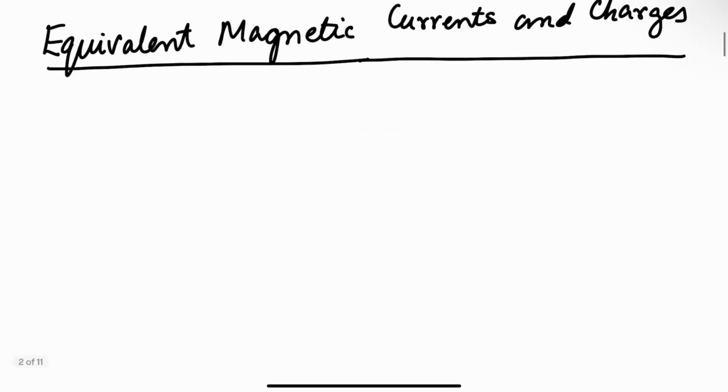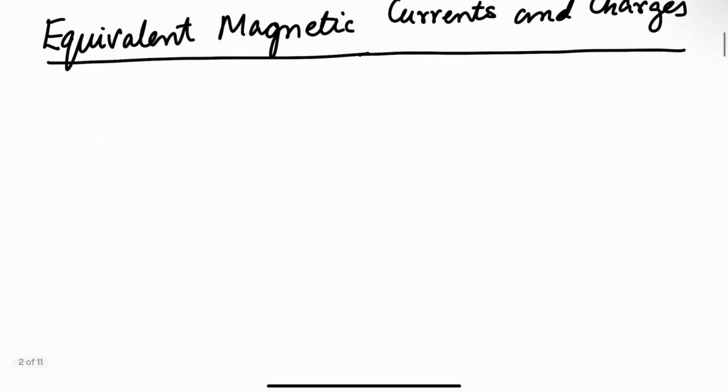We know that in Maxwell's equations, we have electric currents and charges. And we know in reality, there are no magnetic currents and charges, but we want to make a fictitious, or mathematically equivalent, magnetic current and charge. That's the idea. So how do we do that?